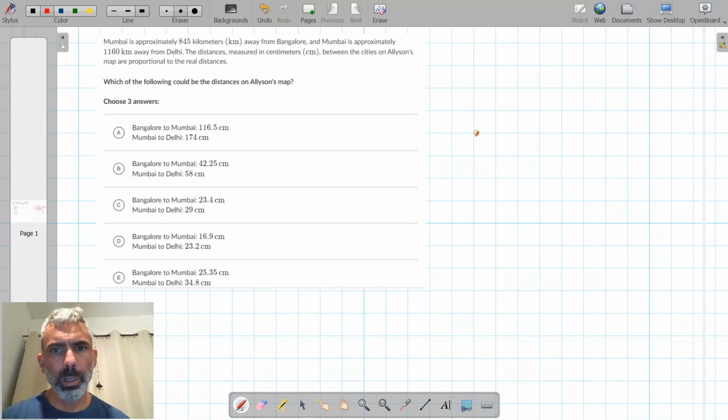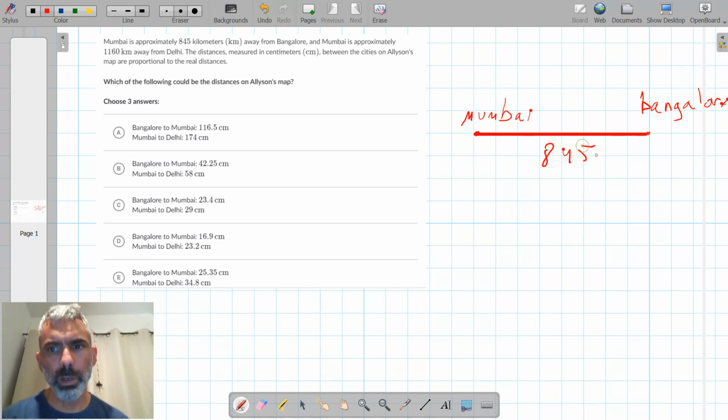Okay, so here I have Mumbai. Mumbai is approximately 845 kilometers away from Bangalore. And here I have Bangalore. And this segment here is 845 kilometers. Okay, and Mumbai is approximately 1,160 kilometers away from Delhi.